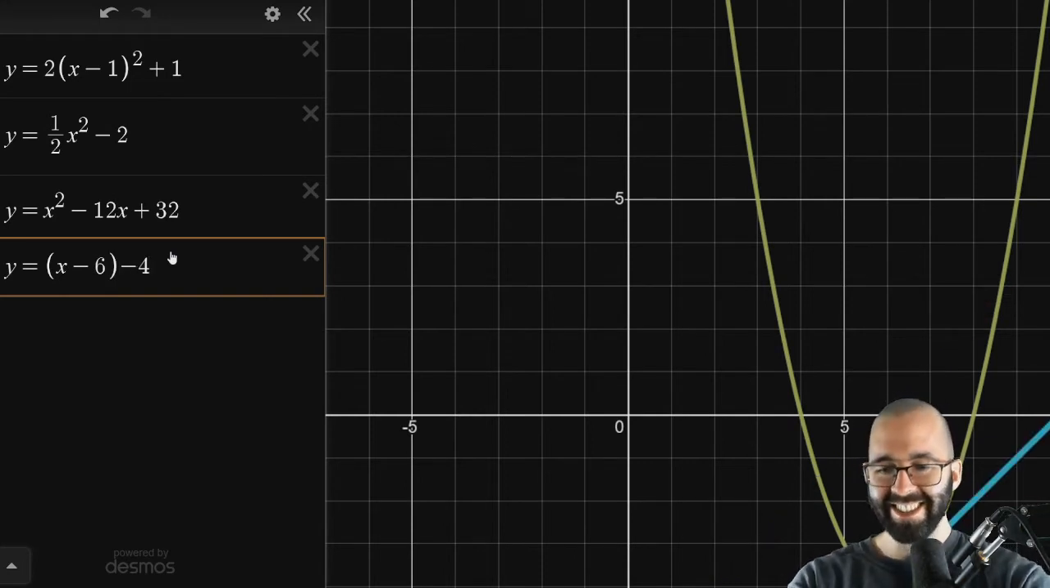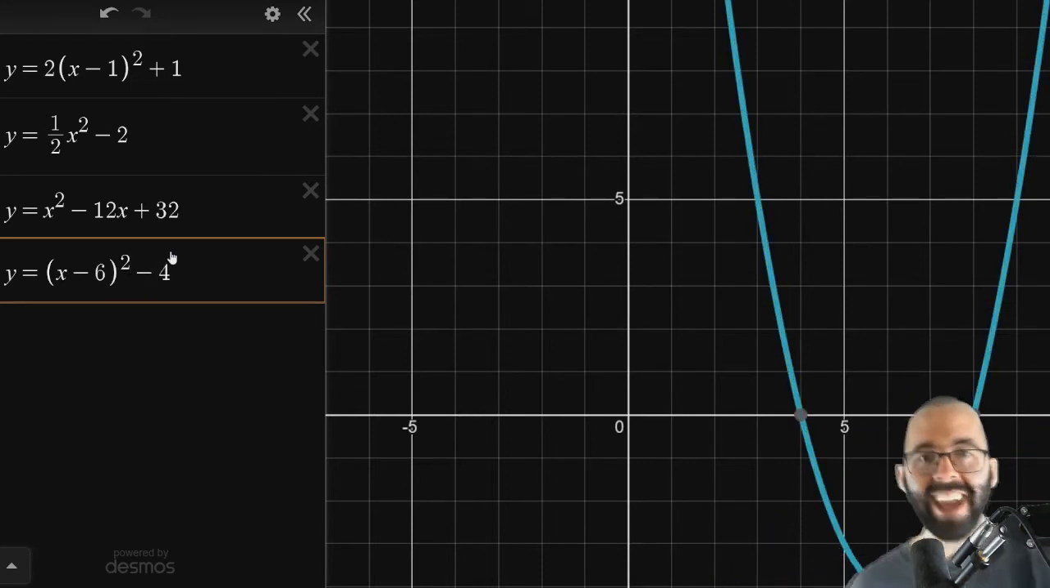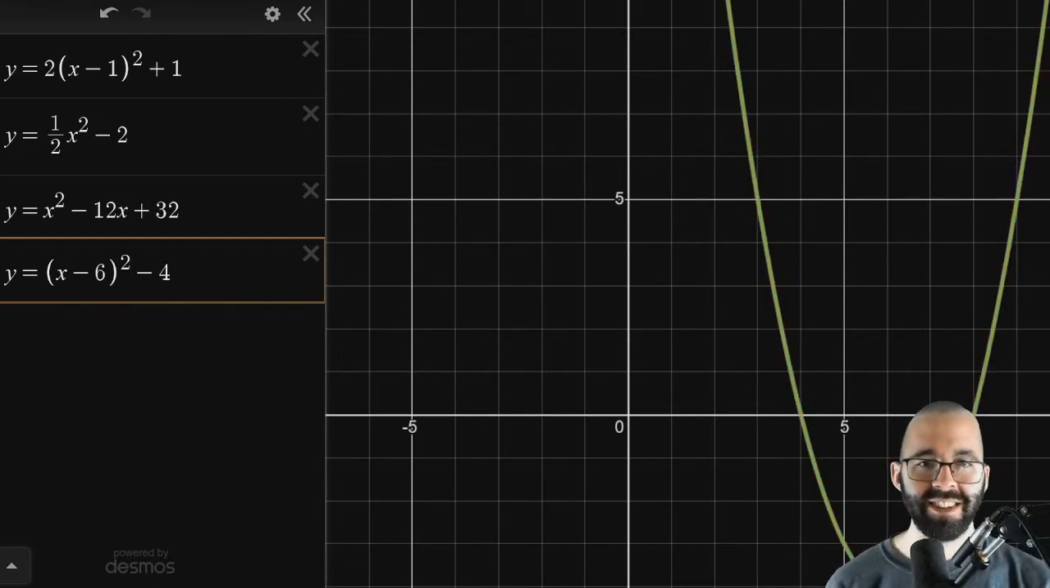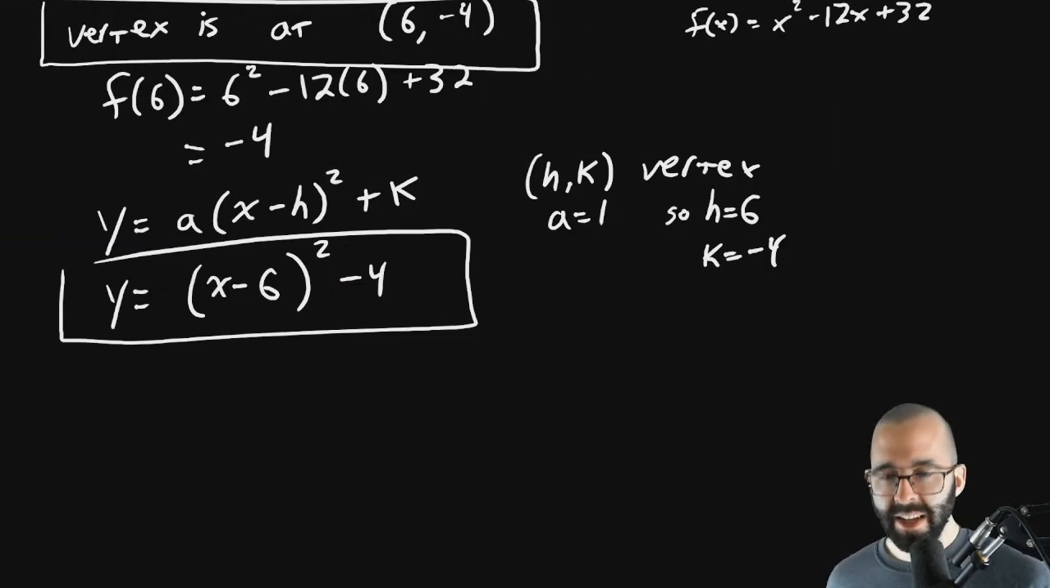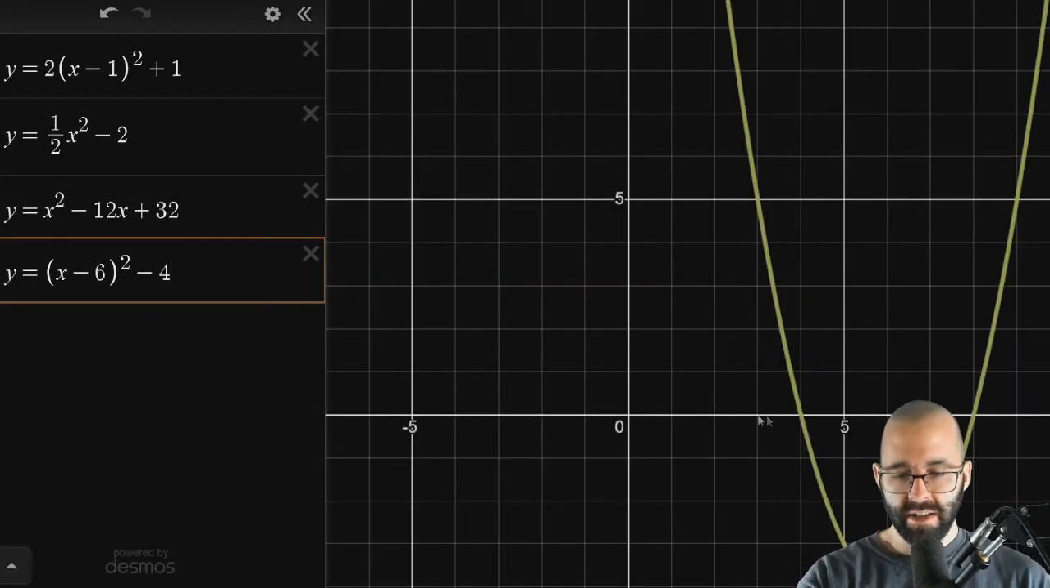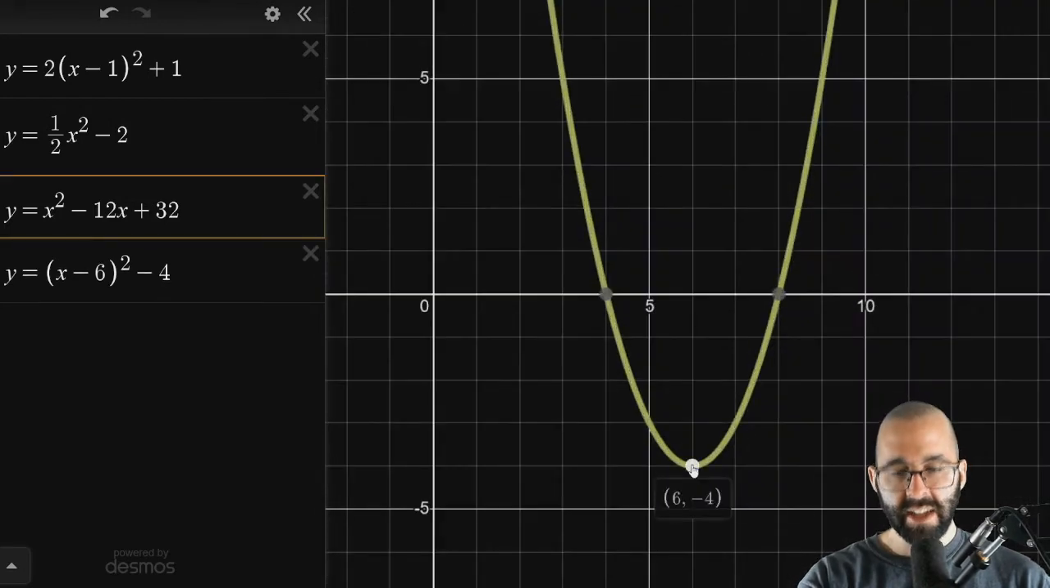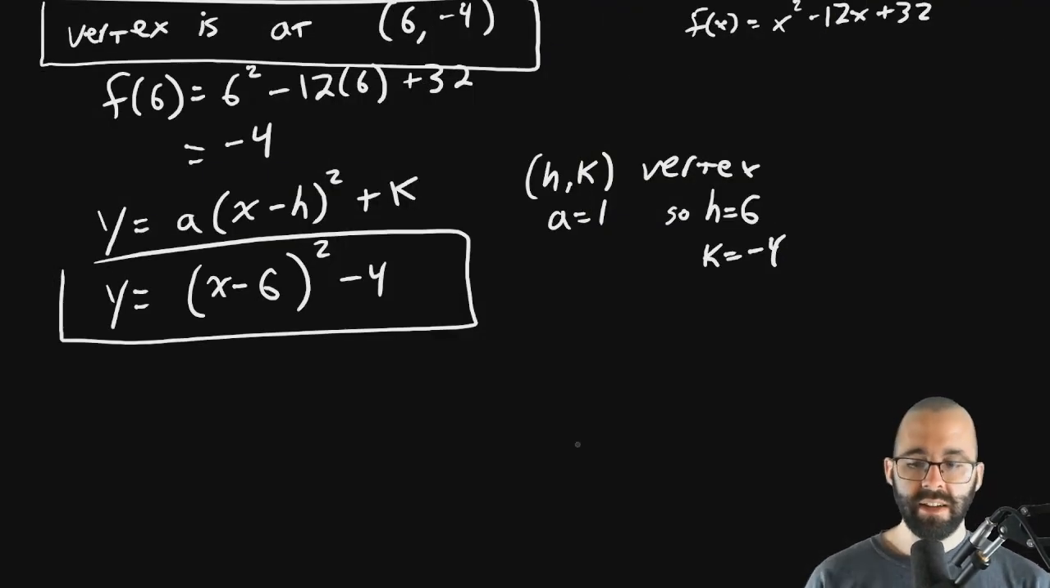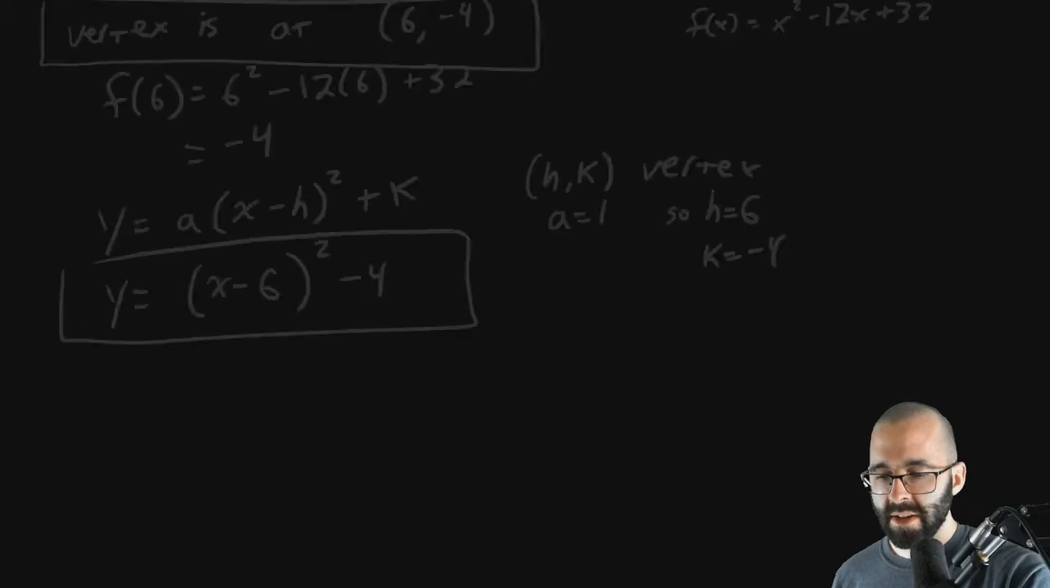Oops, I was like, these aren't the same. I didn't square it. Yay, they're the same thing. That's one way of seeing whether you're right. And the vertex again, the vertex is at 6, negative 4. So we know we're right. Hooray. Let's do another problem.